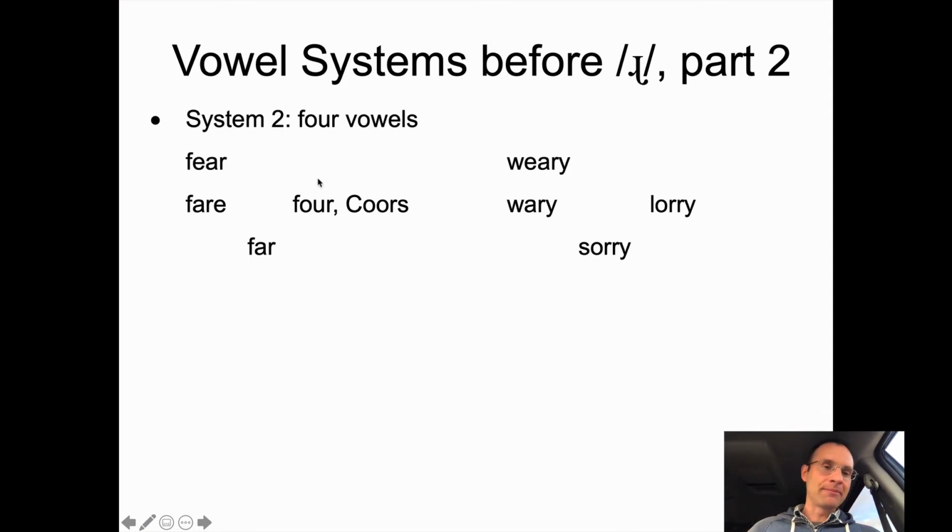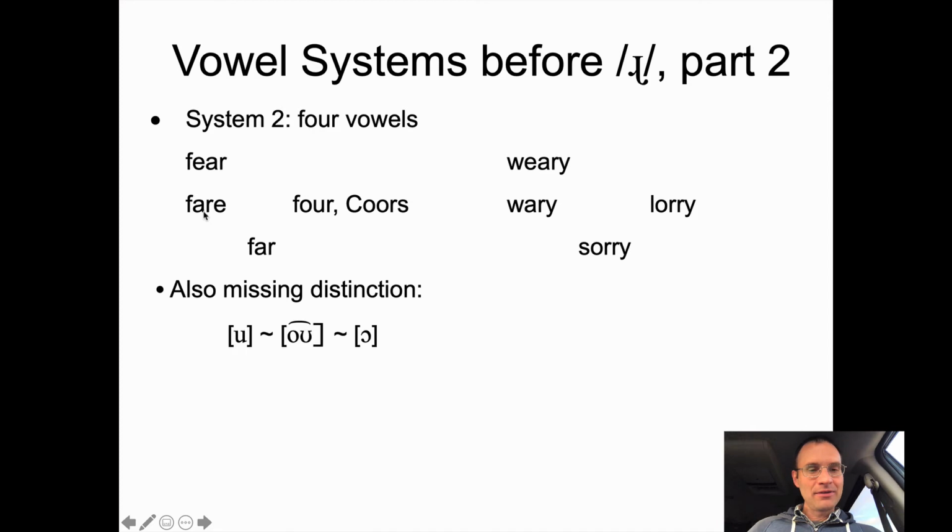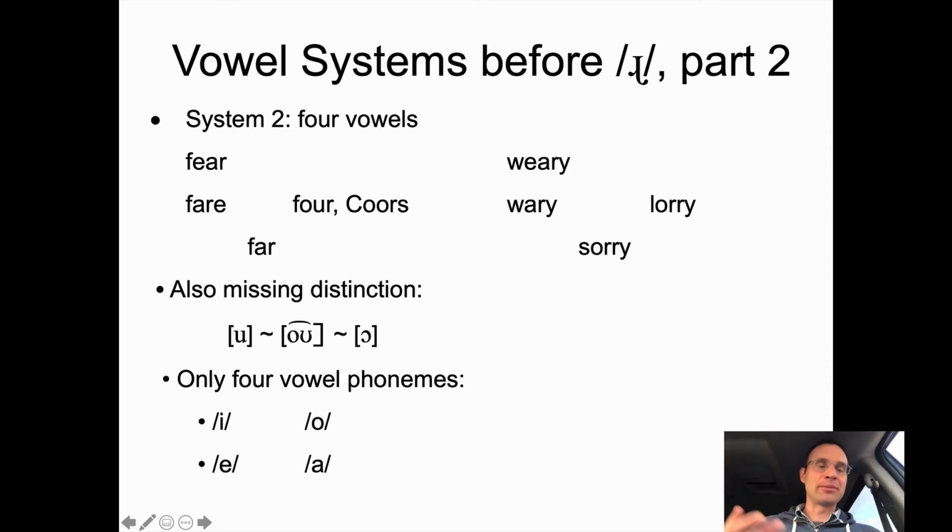But there's a collapsed contrast, or a merged contrast, here in the upper right-hand corner of the space. So there's no distinction for these speakers between "for" and "core". Instead, they say "for" and "core", exactly the same. So there's no distinction between oo, o, and open O in that particular case. And you can kind of interpret that as there being only 4 vowel phonemes.